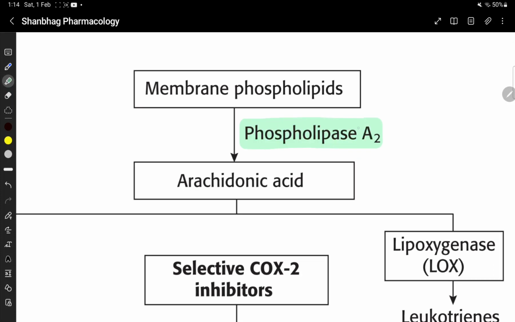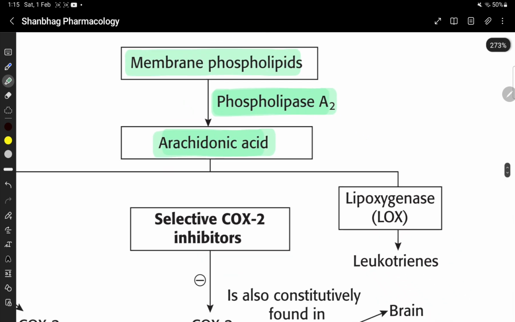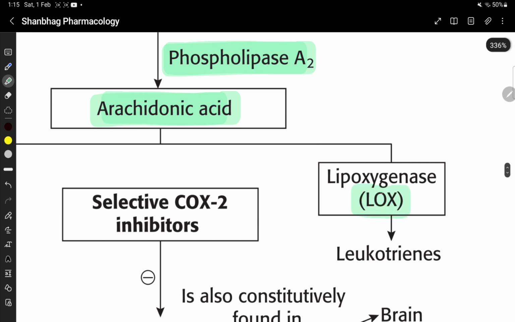Phospholipase A2 converts membrane phospholipids to arachidonic acid, and it has two fates. There are two enzymes. One is LOX, or lipoxygenase.